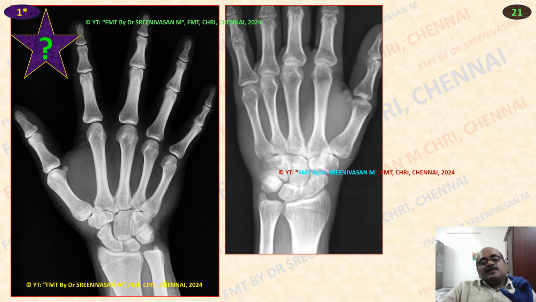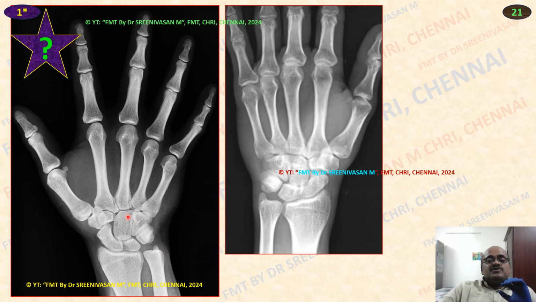In this X-ray, you can see all the carpal bones. This is the pisiform, the circular shadow. Base of first metacarpal fused. Heads of 2, 3, 4, 5 all fused. Lower end of radius also fused. Lower end of ulna fused.